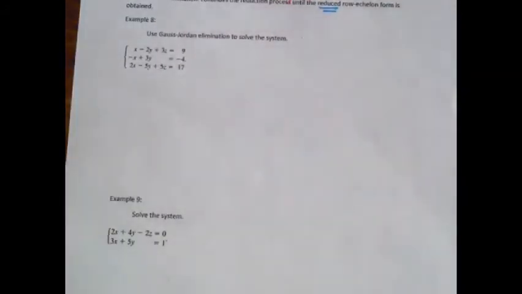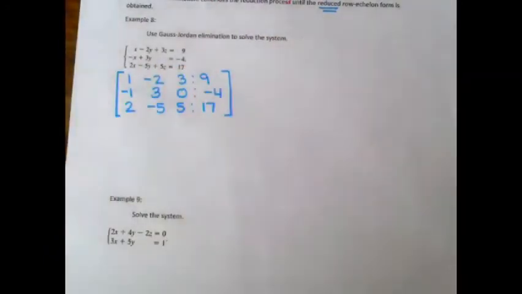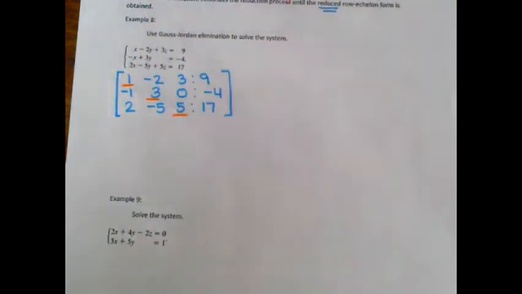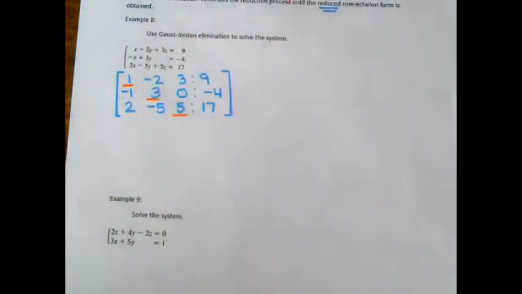All right. So let's go ahead and write our augmented matrix. So we have 1, -2, 3, 9, -1, 3, 0, -4, 2, -5, 5, and 17. Okay. So once again, we need to have 1 here. We're going to have 1 in all of the diagonals, and I want to have zeros in every other spot. That's what our Gauss-Jordan elimination is. So we want 1s in the diagonal and then zeros everywhere else.